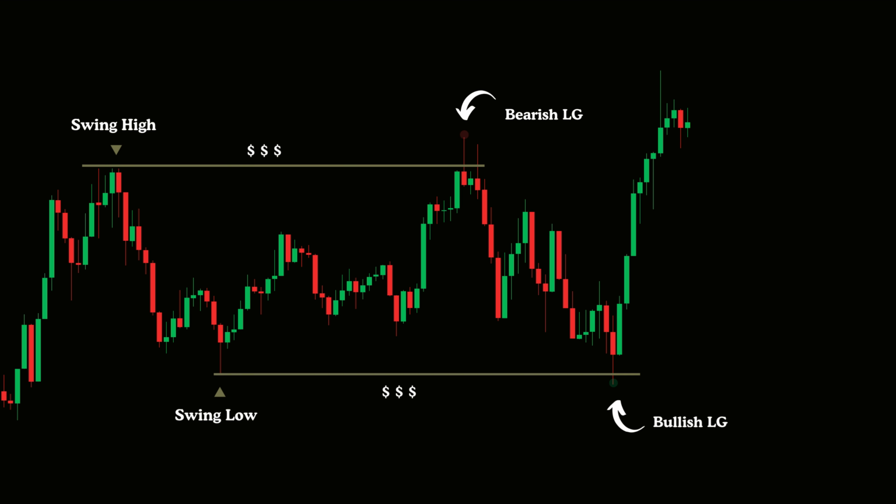These zones can serve as powerful signals for smart money entries, especially when used alongside other market structure concepts. Now, let me show you exactly how that works.